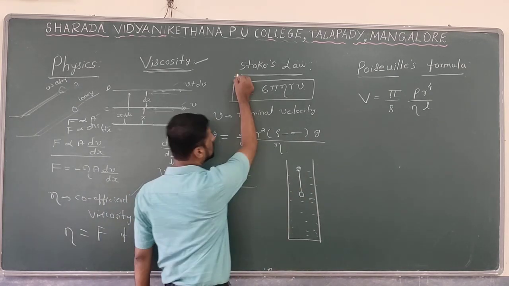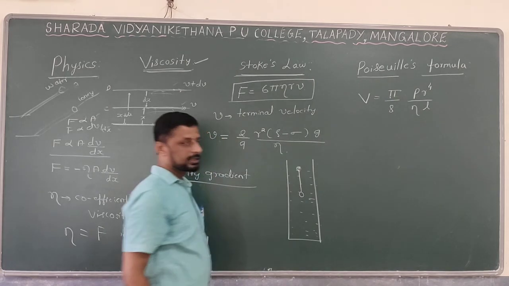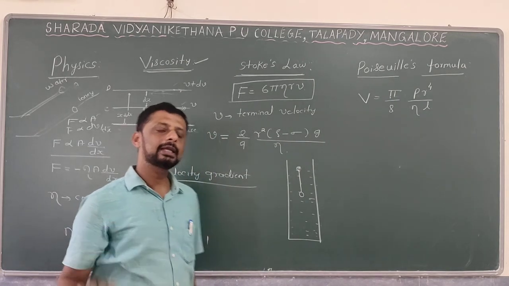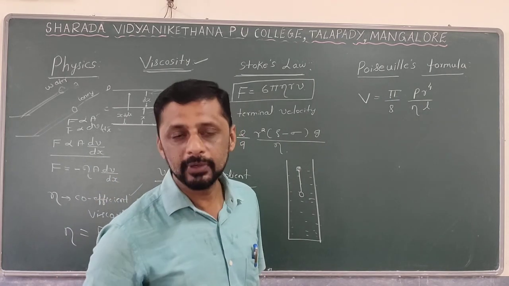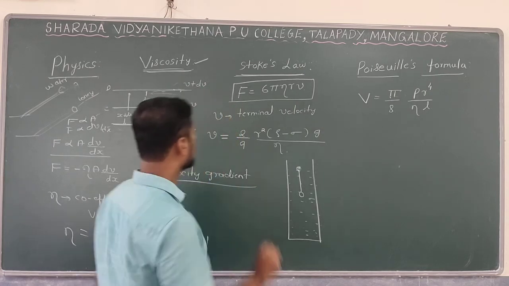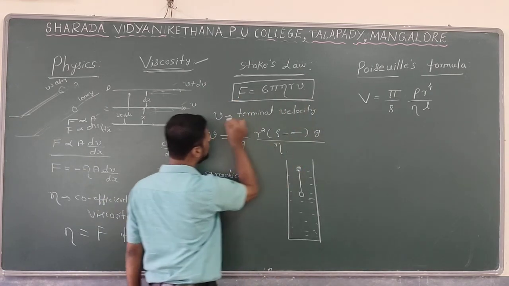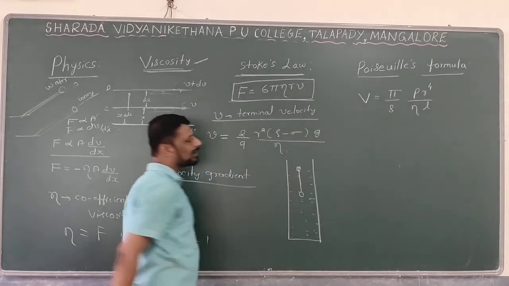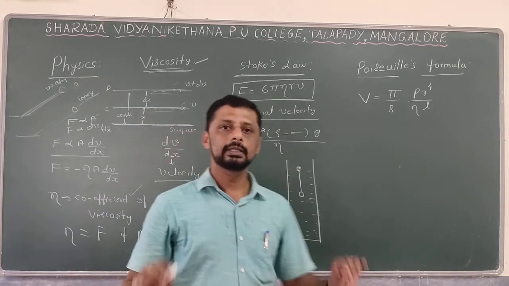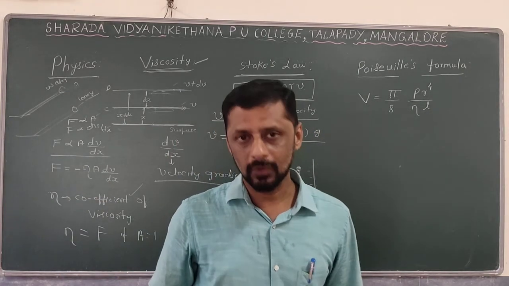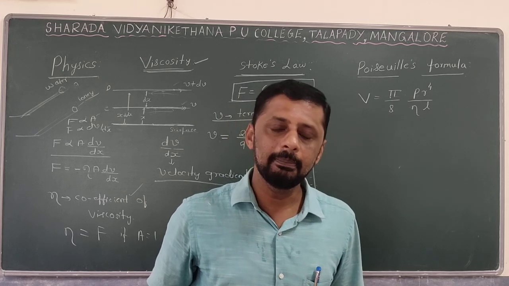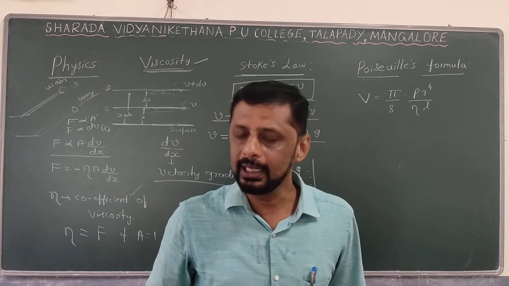So this is about Stokes law. Stokes law gives the force acting on a metal sphere when it is dropped in a viscous liquid. That is given by F is equal to 6 pi eta R V, where V is the terminal velocity. What is terminal velocity? The uniform velocity, average velocity with which the solid metal sphere is moving inside the liquid medium.